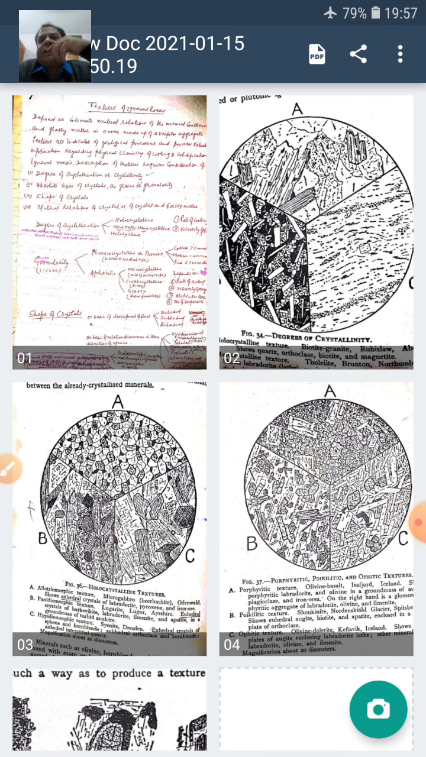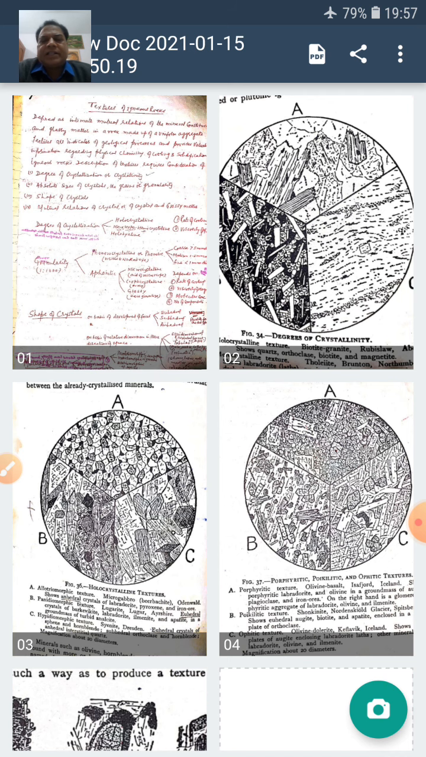Now once we see the hypidiomorphic textures, it means the rock has equal grain size and the shape of the crystals is subhedral. Once we say allotriomorphic, it means the grains are of equal size but their shape is anhedral. So this is when the crystals are of equal size. When the crystals are of different sizes, there are two categories, porphyritic and poikilitic textures.